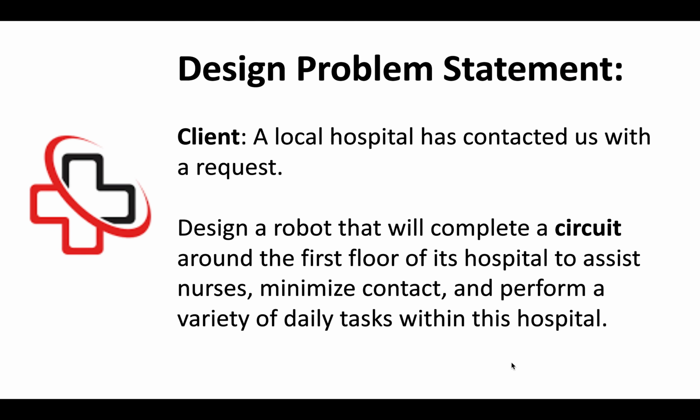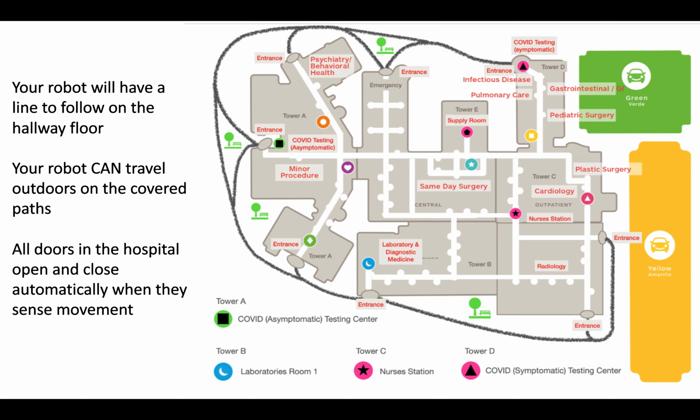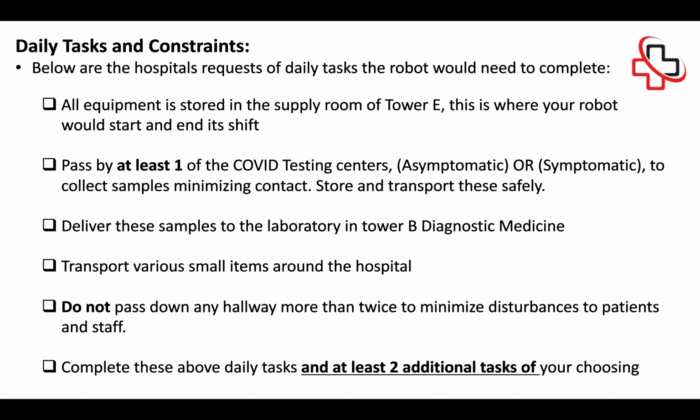But this is what the hospital is asking us to do. So our robot would need to be able to perform both of those tasks, the ones that you would like it to complete and these ones that they are requesting of us. So they would like our robot to be able to complete a circuit, and we'll talk more about a circuit in a second, around the first floor of its hospital. I'm going to show you what the hospital will look like in a second, so we can refer to that and use that information to help us plan. But here are the daily tasks that the hospital is asking us to design the robot for.